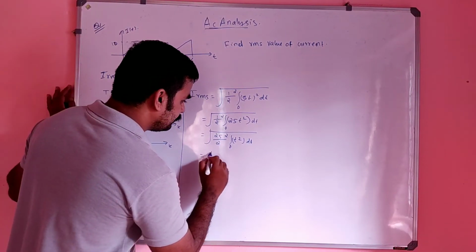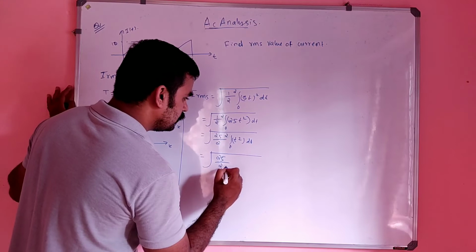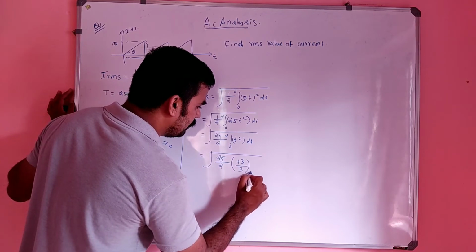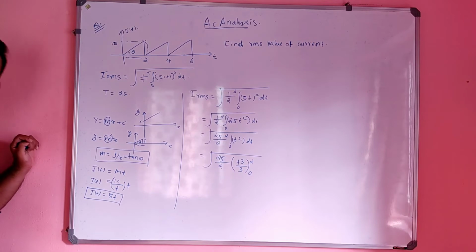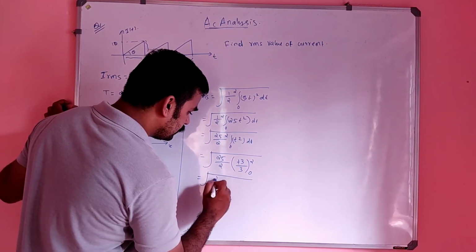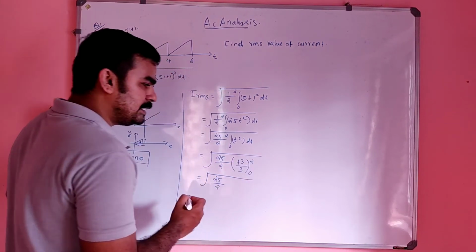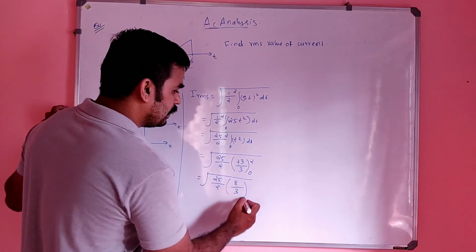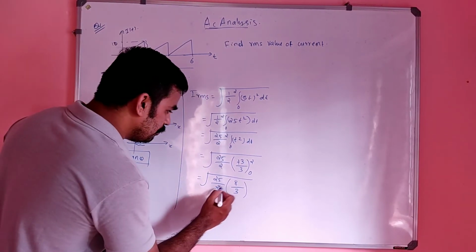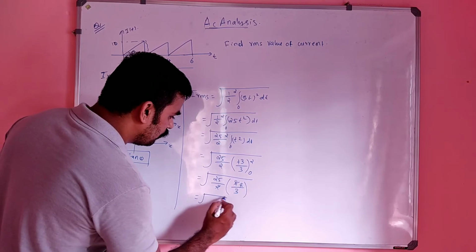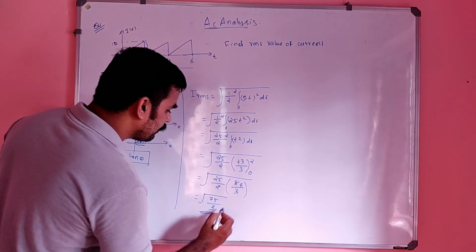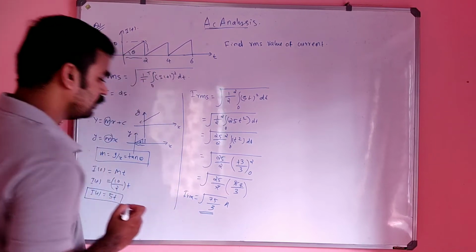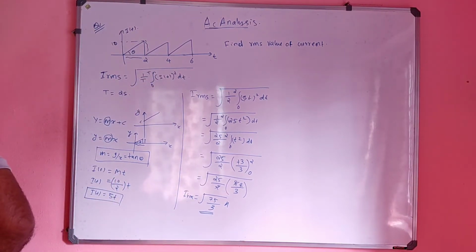Okay, it will become 25 by 2. What is the integration of t square dt? It is nothing but t cube by 3, with limits from 0 to 2. So which is root of 25 by 2 into what is t cube? 2 cube, so it is nothing but 8 by 3, and the lower limit is 0, so no need to find. So it will become 4. So you will have root of 75 by 3 ampere, IRMS.